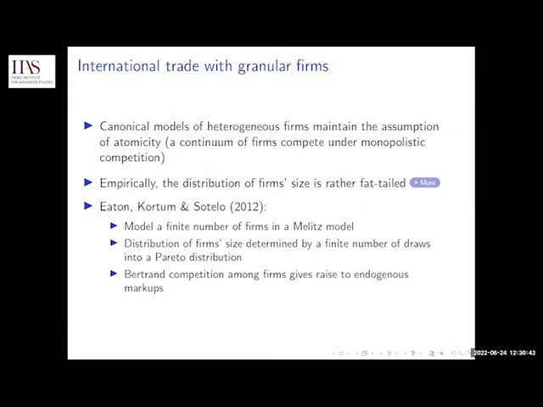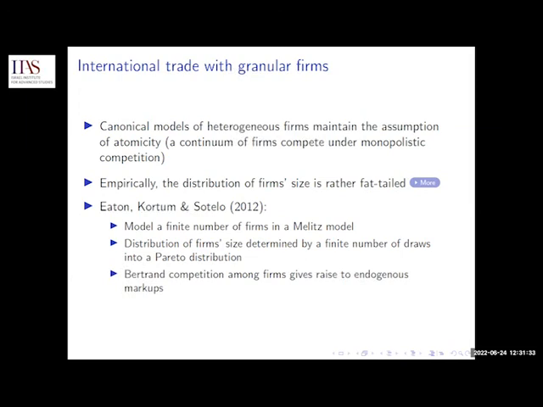So there is a very nice paper by Eaton, Kortum, and Sotelo that I encourage you to read if you've not before, which is really bringing this idea that there might be some granular firms in the economy into the Melitz model. And the trick in order to get some analytical results is to keep the structure of Melitz, but then say that there is a support of firms which is continuous, but then ex post, there will be only a finite number of such firms that are active in the economy. And so Eaton, Kortum, and Sotelo just draw this finite number of firms from the Pareto distribution that many people are using when working with the Melitz structure.